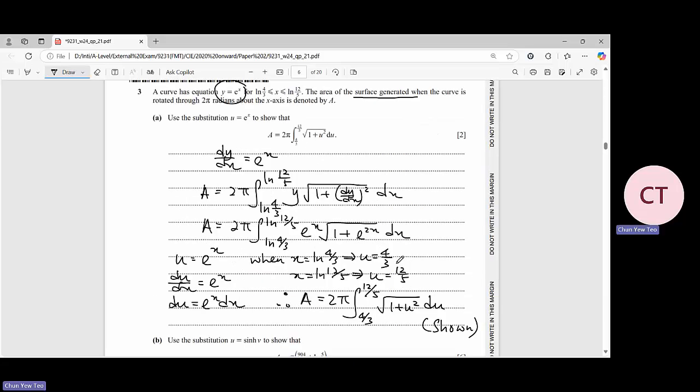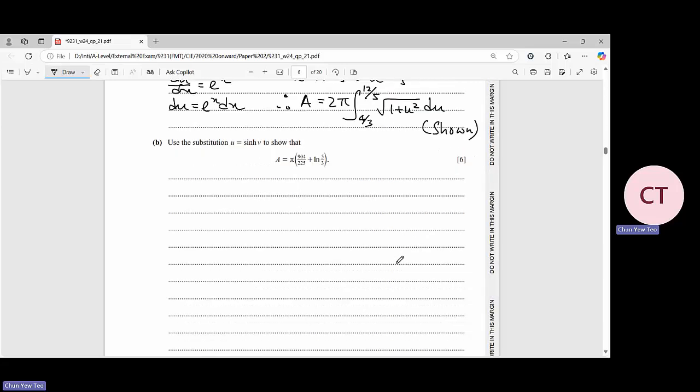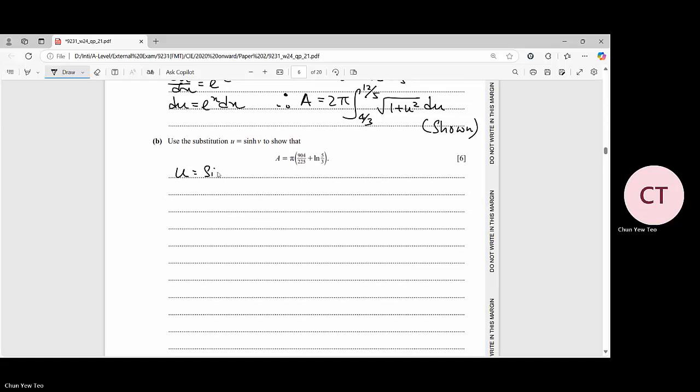So now, based on the answer in part A, we want to use another substitution. Your u this time is sinh v. So based on this, you will use u equal to sinh v, and then you want to solve it. So we will need to differentiate du/dv, not du/dx. du/dv is equal to cosh v, and the du will be equal to cosh v dv.